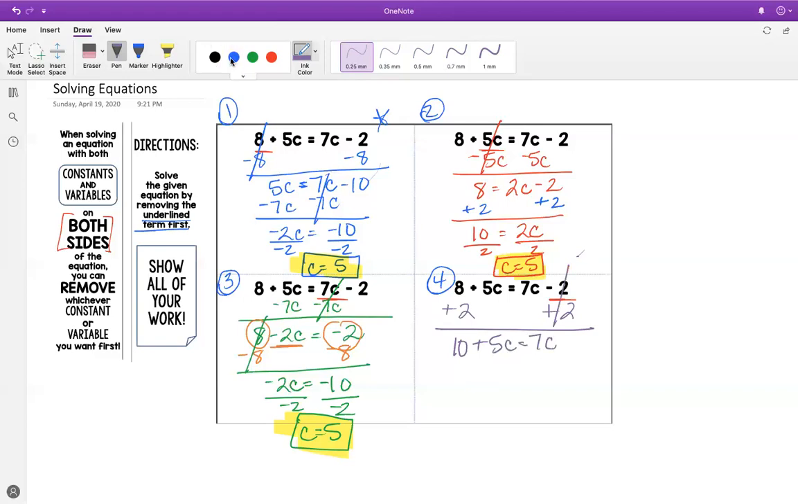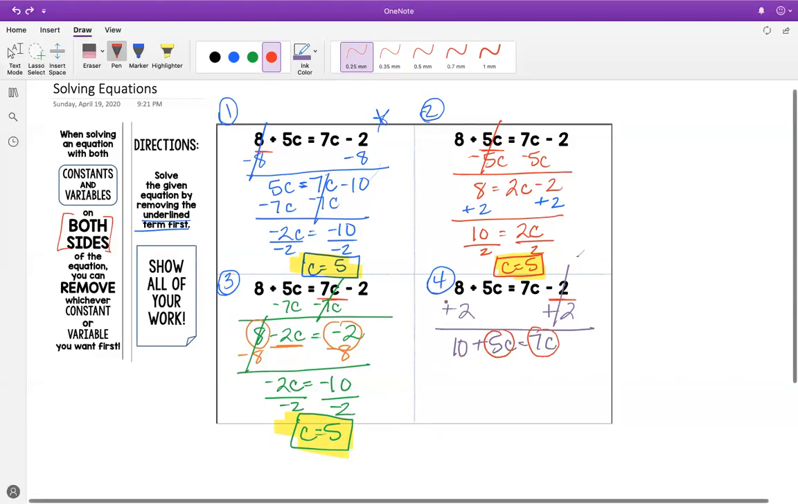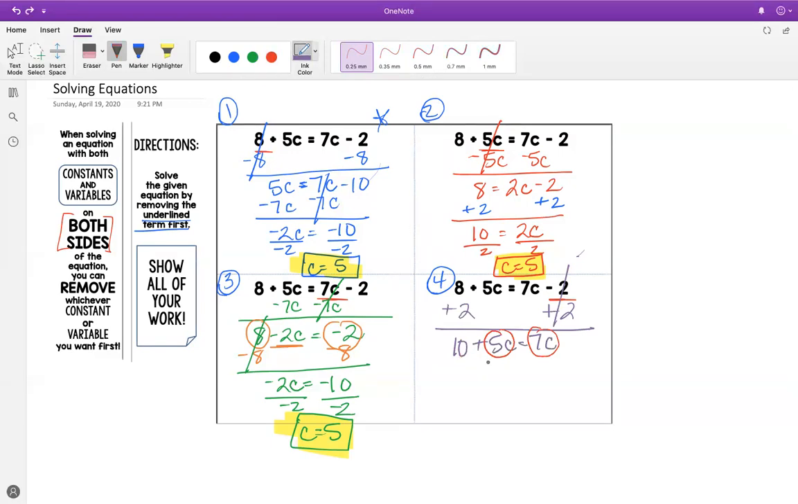All right, so the two terms that I still have to combine are this 5c and this 7c. Okay, well, since this 10 doesn't have anything else that it can combine with, it's just going to stay right there. Okay, so I'm going to have to take this positive 5c and move it to the other side of my equal sign. Those cancel, and I have 10 equals positive 7 minus 5 is going to be 2c divided by 2 divided by 2, c equals 5.